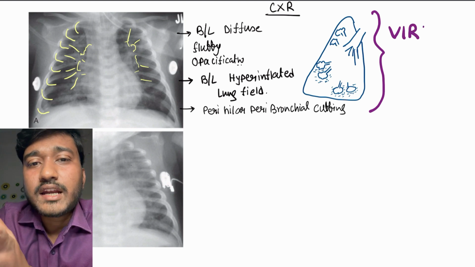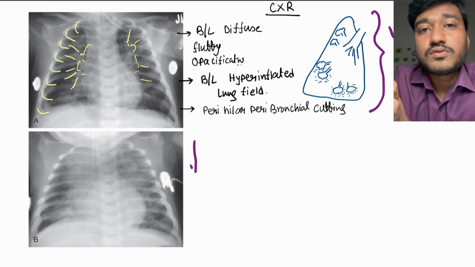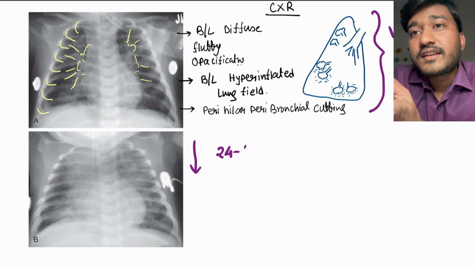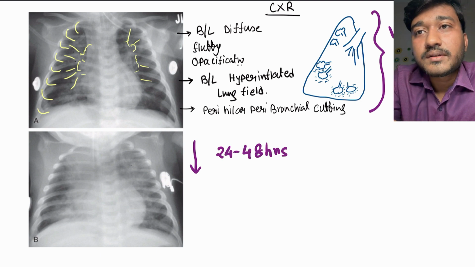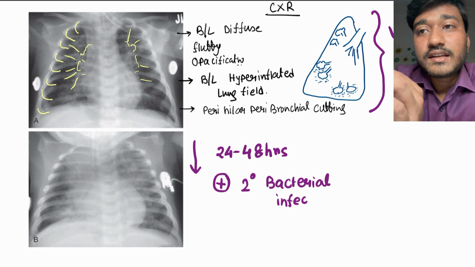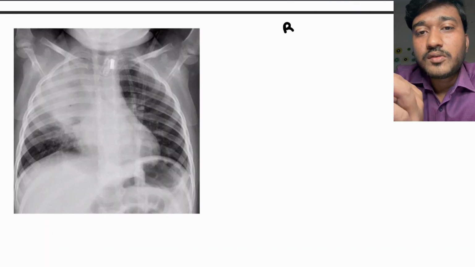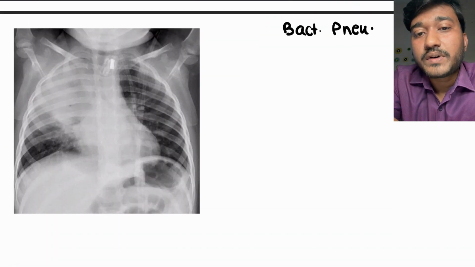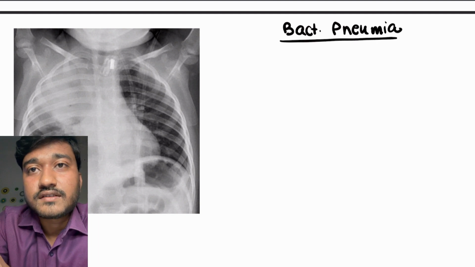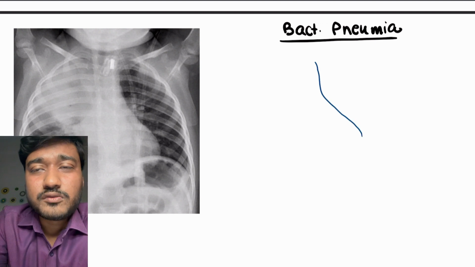You can see in viral pneumonia, both lungs are involved, but in case of bacterial pneumonia, a single lobe is usually involved. Okay, so in the same patient, within 24 to 48 hours, the patient deteriorated. Why? You can see there is right upper lobe collapse consolidation. So secondary bacterial infection is usually present in 30 to 45% of cases of viral pneumonia. Please note it. In viral pneumonia, there may be bacterial pneumonia superadded in 30 to 45% of cases, and the patient will deteriorate.